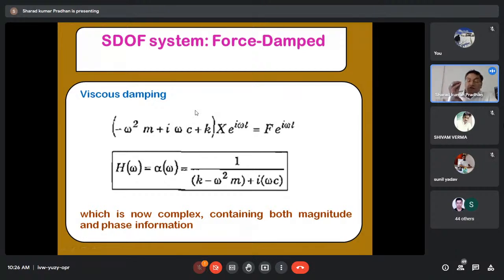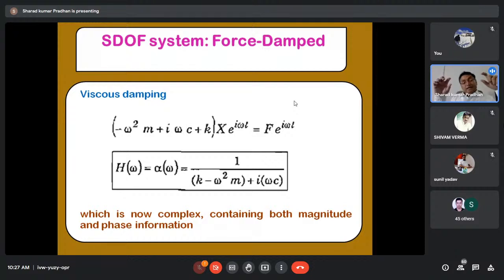m x double dot is the inertia force, plus c x dot is the damping force, plus k x is the spring force, is equal to f, the applied force. So it's a force equation. And if you put x(t) equal to X e^(i omega t) and f(t) equal to F e^(i omega t) into this equation, you are going to get this equation which is written here. So prior to this, the system equation is there: m x double dot plus c x dot plus k x is equal to f. That is the system equation.